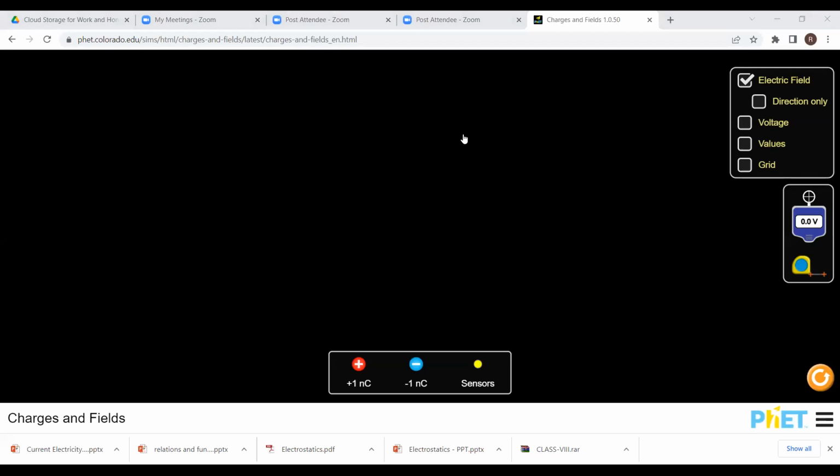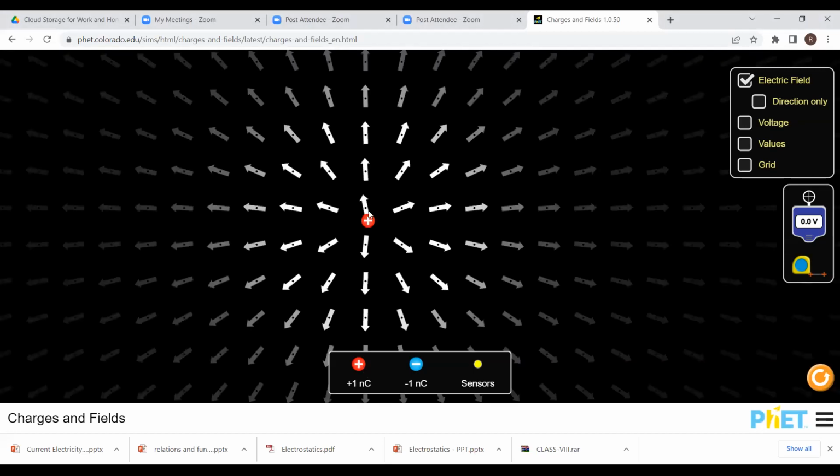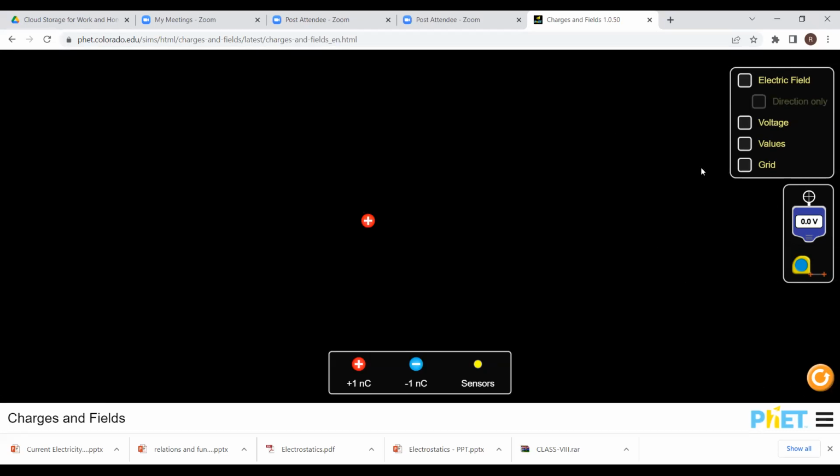Yes, sir. Okay. See, I have 1 nanocoulomb charge. I'm showing the direction of electric field. So what is happening here is I have sensors. The sensors are the test charges because they are detecting something. So if I place it here, what is happening?